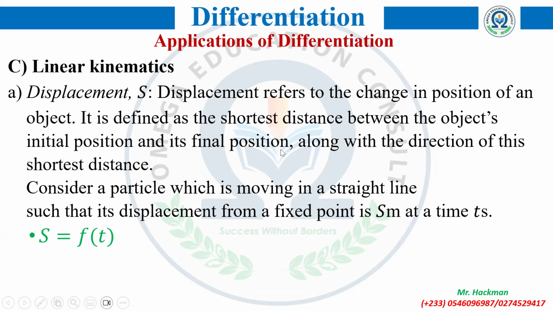So the starting point and the terminal point, the difference, along with the direction of this shortest distance. Basically that's it. So there is a difference between distance and displacement. When we were doing vectors, I mentioned that displacement is a vector quantity, however, distance is a scalar quantity. Displacement will have a direction. It's where you are starting, where you are ending. So that direction is what we are looking at.